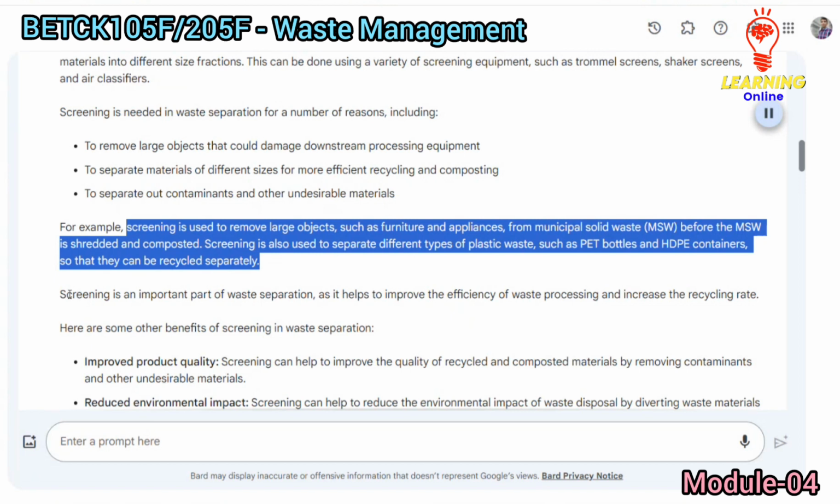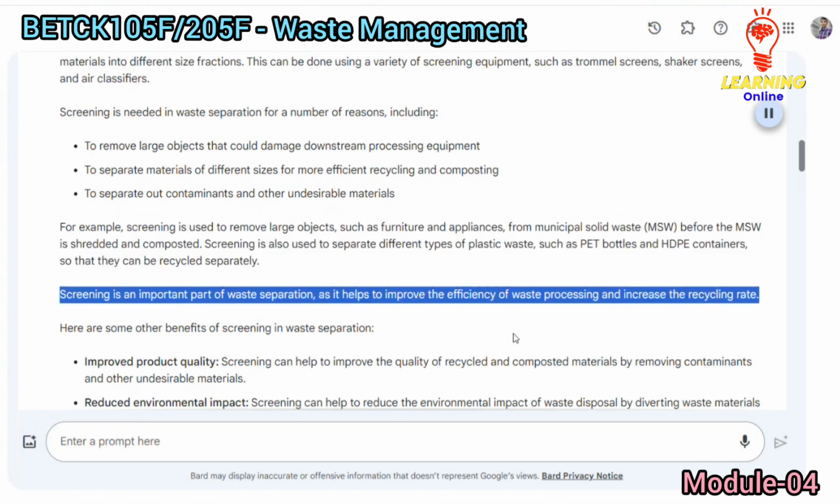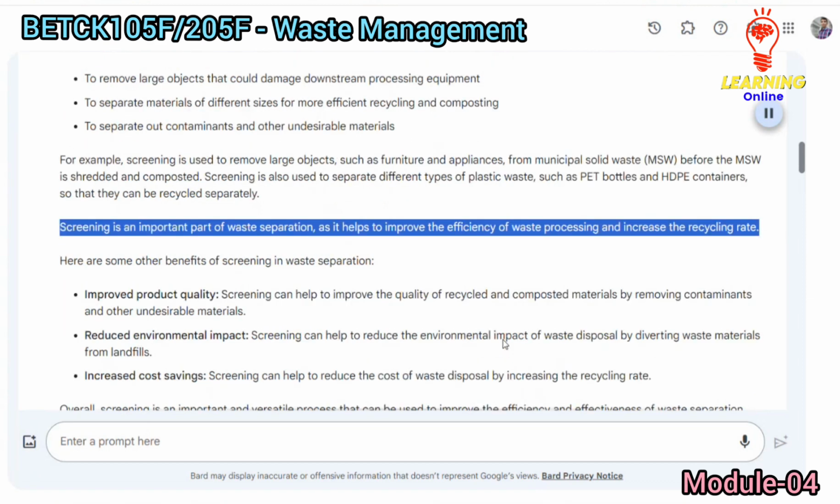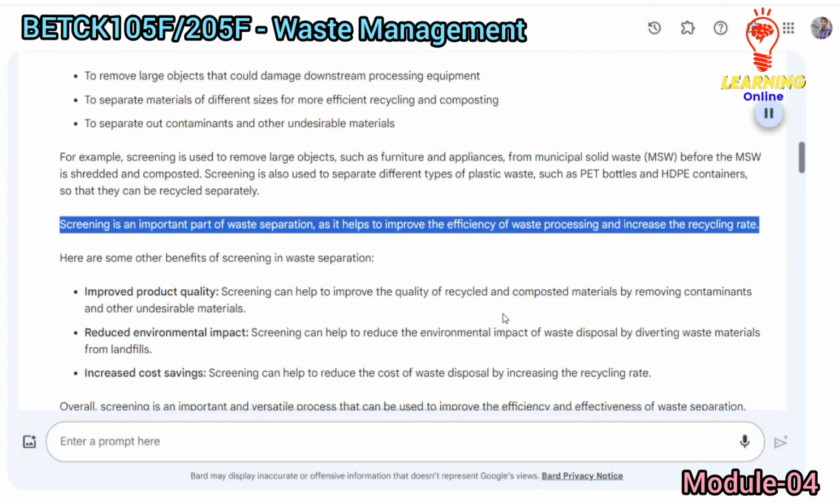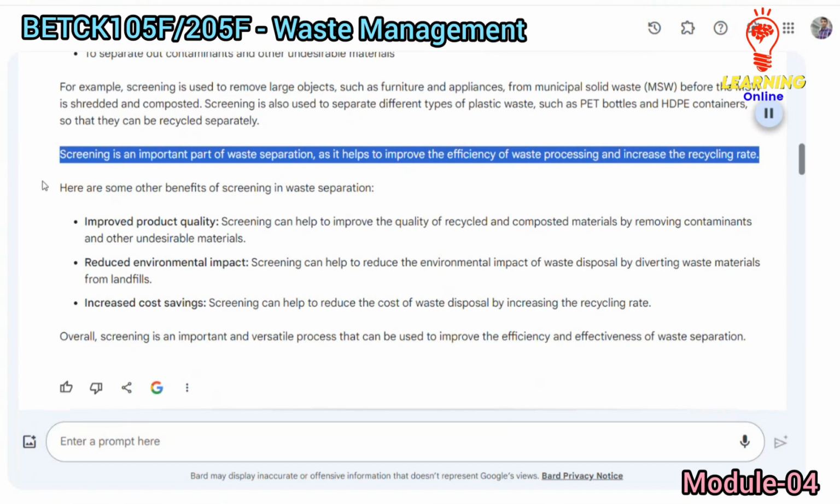Screening is also used to separate different types of plastic waste, such as PET bottles and HDPE containers, so that they can be recycled separately. Screening is an important part of waste separation, as it helps to improve the efficiency of waste processing and increase the recycling rate. Here are some other benefits of screening in waste separation.